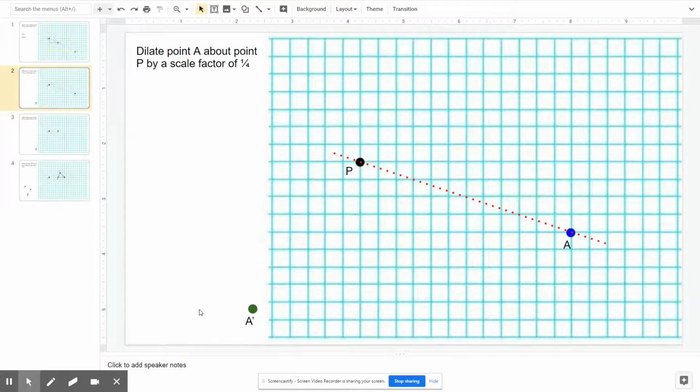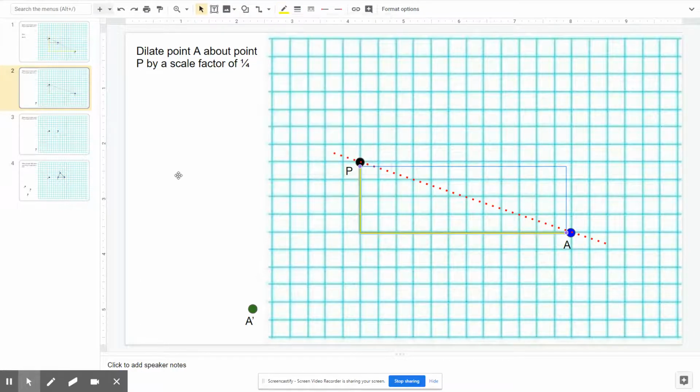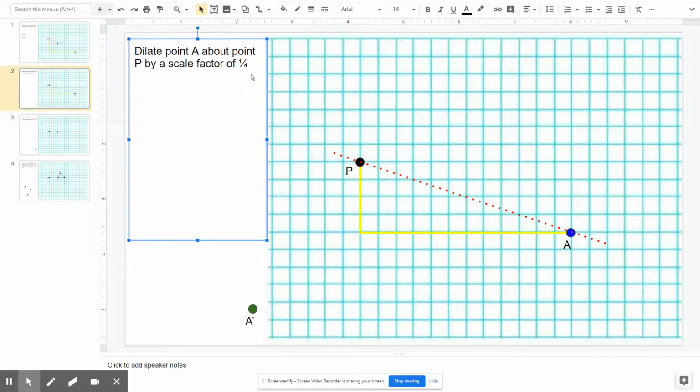So it says a scale of 1/4, which means whatever it is, I'm going to divide it by 4. So let's find out how many down and how many right. 1, 2, 3, 4 down, and 1, 2, 3, 4, 5, 6, 7, 8, 9, 10, 11, 12 right. So it was down 4 and right 12. Well, that makes it pretty easy.